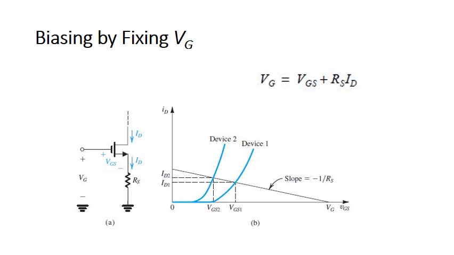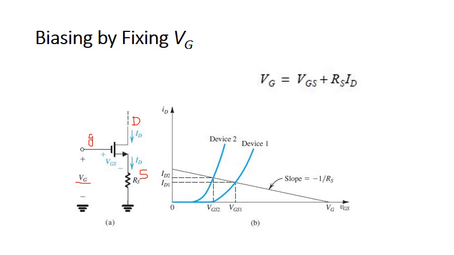So another method of biasing the MOSFET to select an appropriate DC operating point is by fixing the gate voltage Vg. So biasing by fixing Vg is done by keeping the Vg, the gate voltage, constant, and connecting a resistor RS in the source terminal. So this is the source terminal, the gate terminal, and the drain terminal over here.